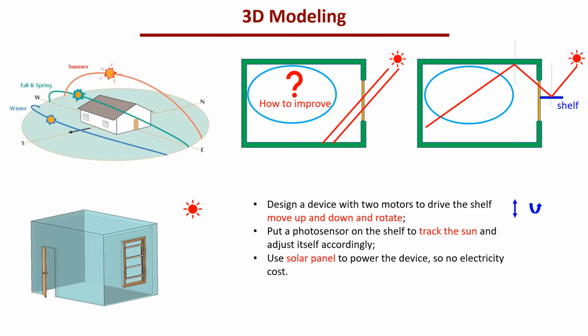So we came up with a shelf device, which can be driven by 2 motors. It can move up and down, and it can also rotate itself. We put a photo sensor on the shelf to track the sun, so the shelf can adjust itself accordingly. We are also going to use a solar panel to power the device, so we don't need to pay the electricity cost.